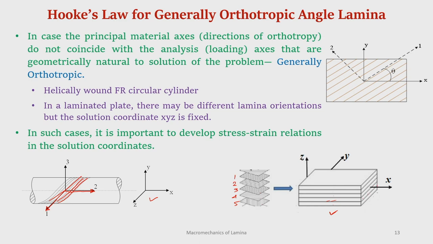Then for this lamina, x, y do not coincide with 1, 2. The x, y direction is natural to this problem, and we would always like to have the solutions with reference to x, y, which do not coincide with 1, 2. So in such cases, having obtained the stress strain relationship in a lamina with reference to the 1, 2 plane, it is important that we develop the stress strain relationship with respect to x, y, which is not coincident with 1, 2. This kind of lamina is called an angle lamina, which makes a certain angle with the analysis axis. In this case, theta is the fiber angle. So we would like to see how we develop this stress strain relationship.